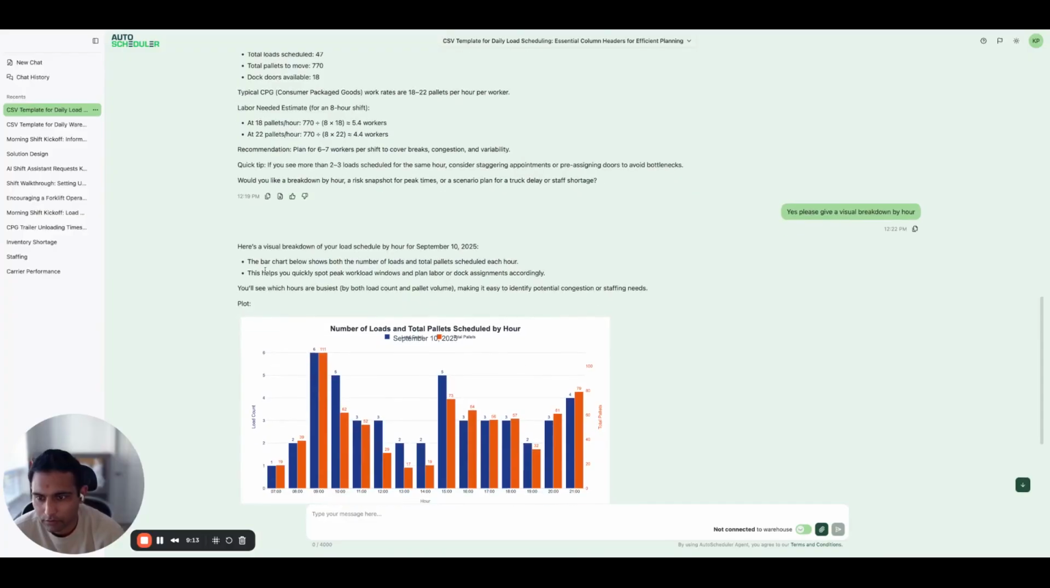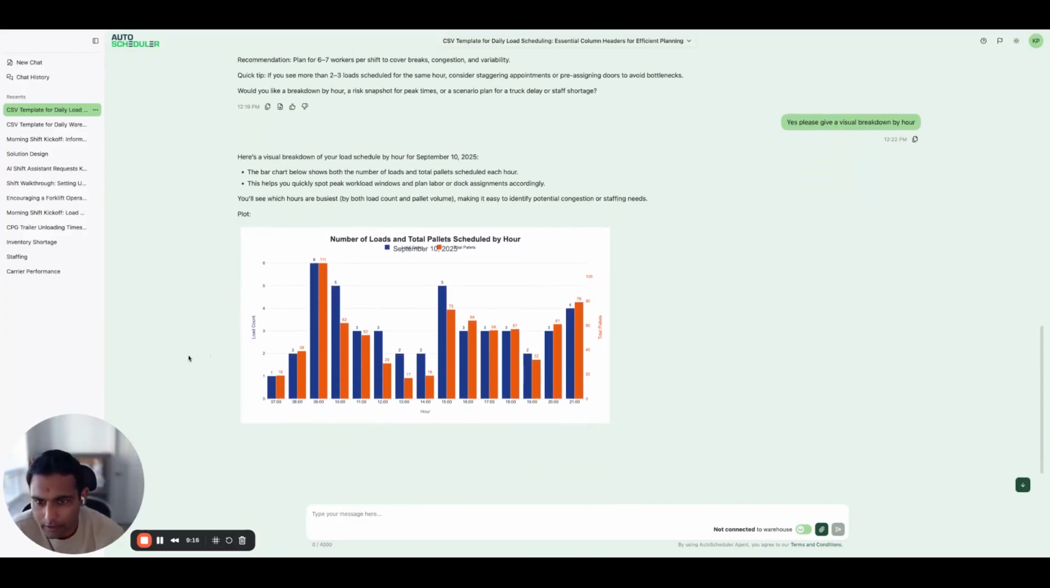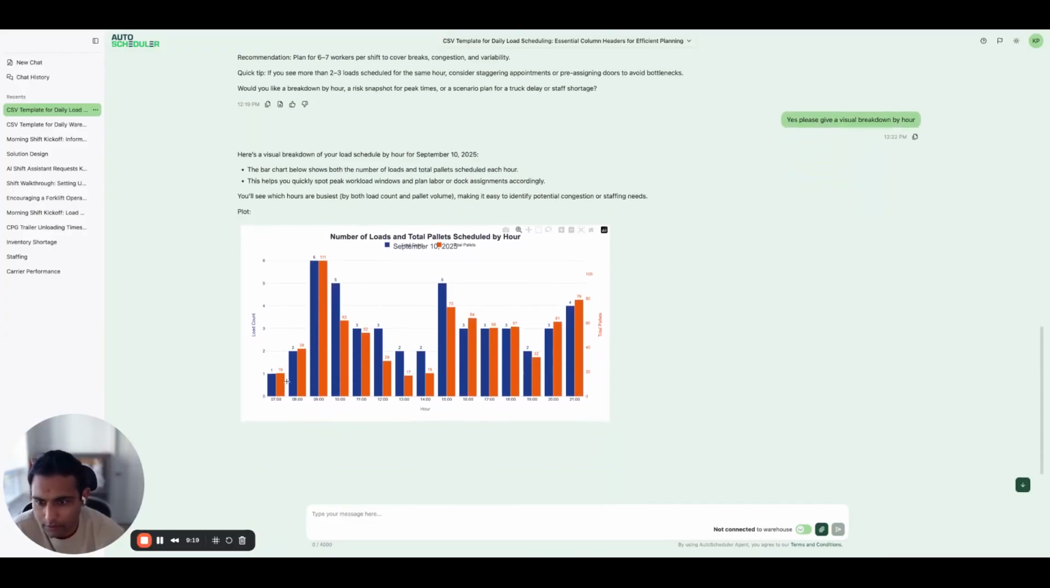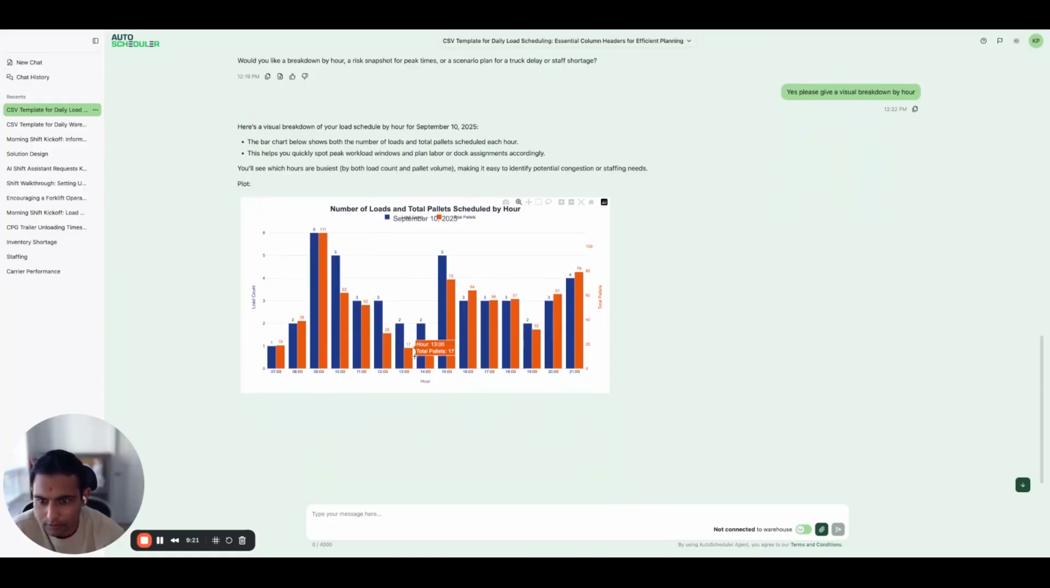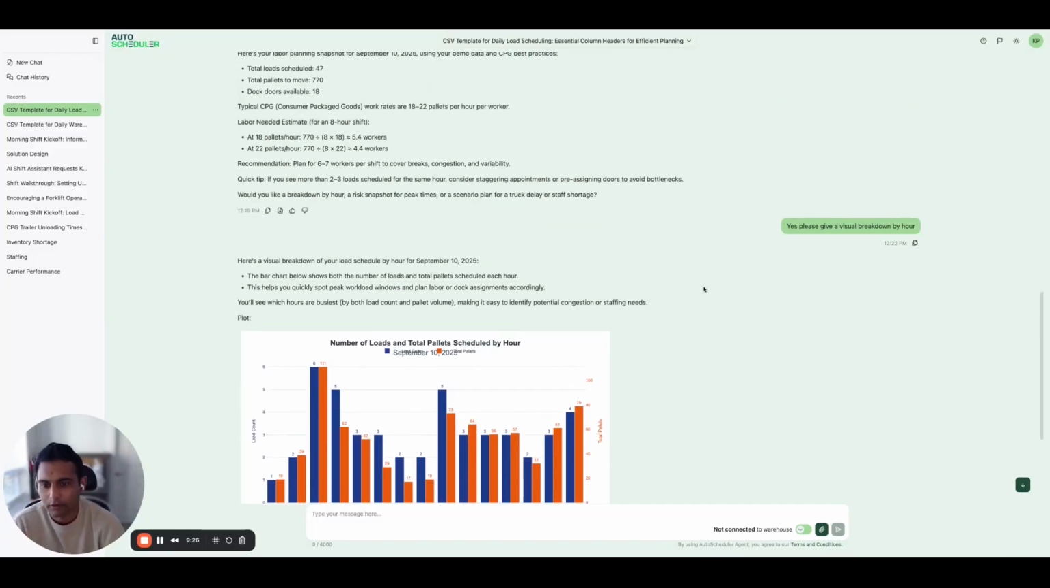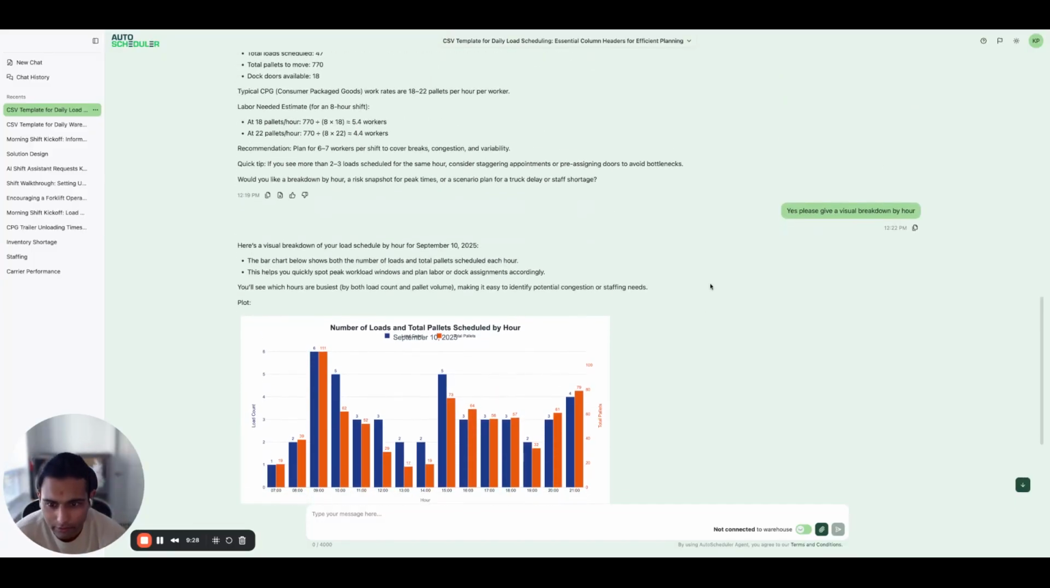And here it gives the visual breakdown. It chose to do a bar chart, and then it went through total pallets and load count. So it gives me an idea of what the activity is going to be throughout the day for this particular data set.